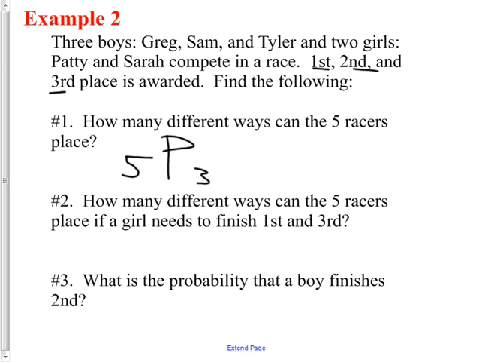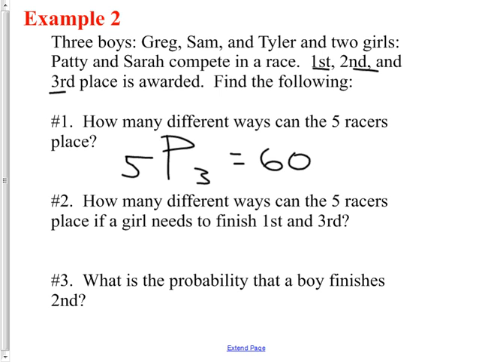Who's done already? Raise your hand if you're already done. Awesome. Tell me the answer. 60,000? 60. Sorry, use those big ones. 60. Okay. How many different ways can the 5 racers place if a girl needs to finish first and third?